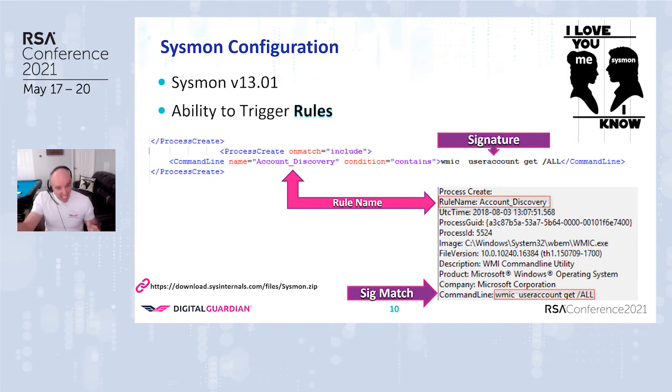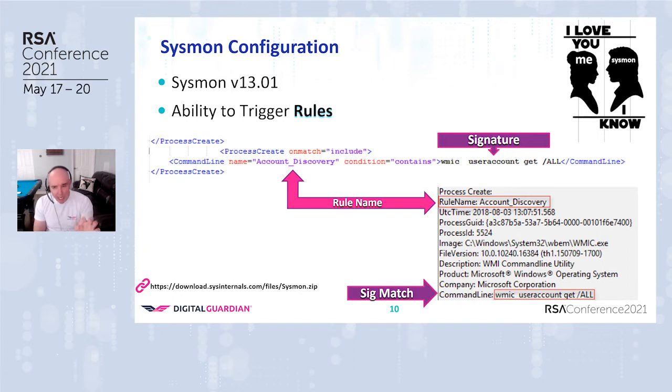So Sysmon can collect all this great telemetry off the endpoint, like what processes ran, where did it run from, right? But if you want to start understanding context or enriching that particular data, it's important to also then create these signatures. So here's just an example, right? We have a rule here, account discovery. This is something that's out on the MITRE ATT&CK framework.